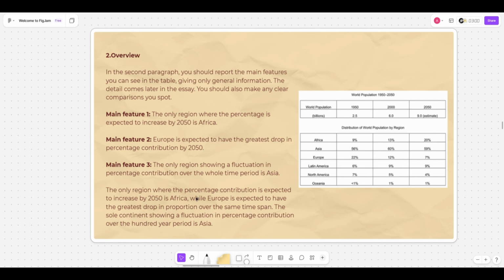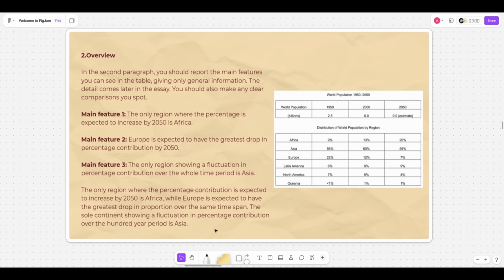So your overview paragraph could read like this. The only region where the percentage contribution is expected to increase by 2050 is Africa, while Europe is expected to have the greatest drop in proportion over the same time span. The sole continent showing a fluctuation in percentage contribution over the 100 year period is Asia. No numbers, just the big picture. That's exactly what the examiner wants to see in this paragraph.